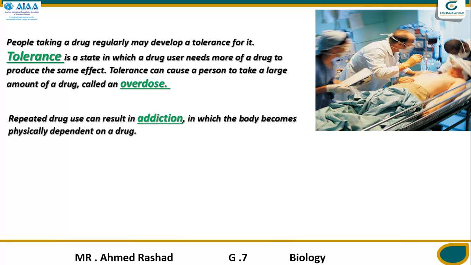And repeated drug use can result in addiction. Addiction is another phenomenon in drug abuse, meaning that the body becomes physically dependent on a drug. So when the body is physically dependent on the drug, that's called addiction.